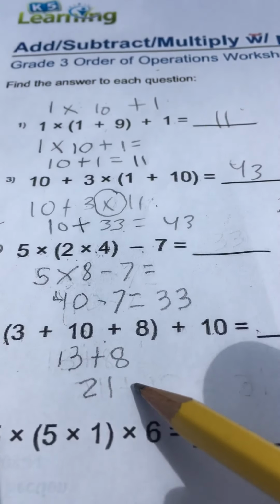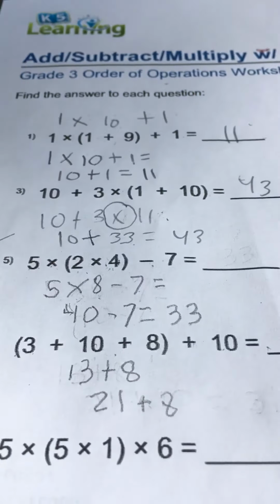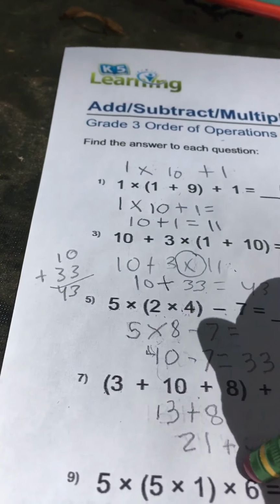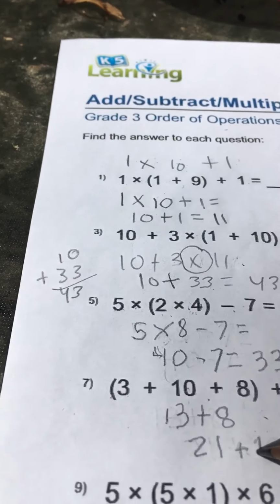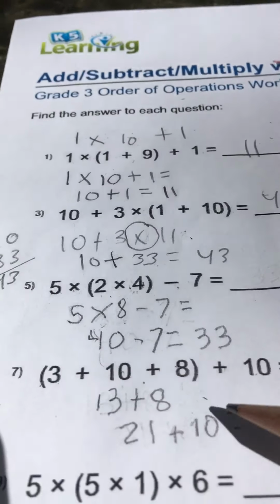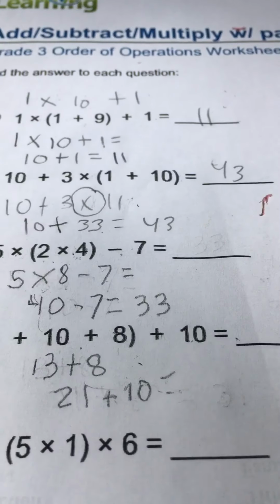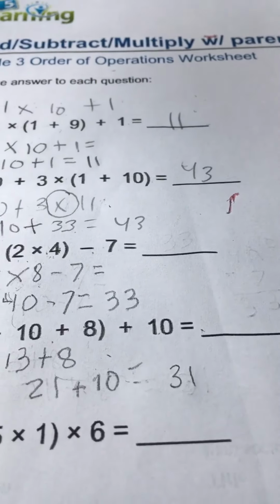Now I'm going to bring down the rest of the problem on the outside of the parentheses. Oops, plus 10, not 8. I don't know where I got that 8 from. Oh, I got the 8 from right there. Now I have a new problem, 21 plus 10. 21 plus 10 is 31. So that's going to be my answer for those, okay?